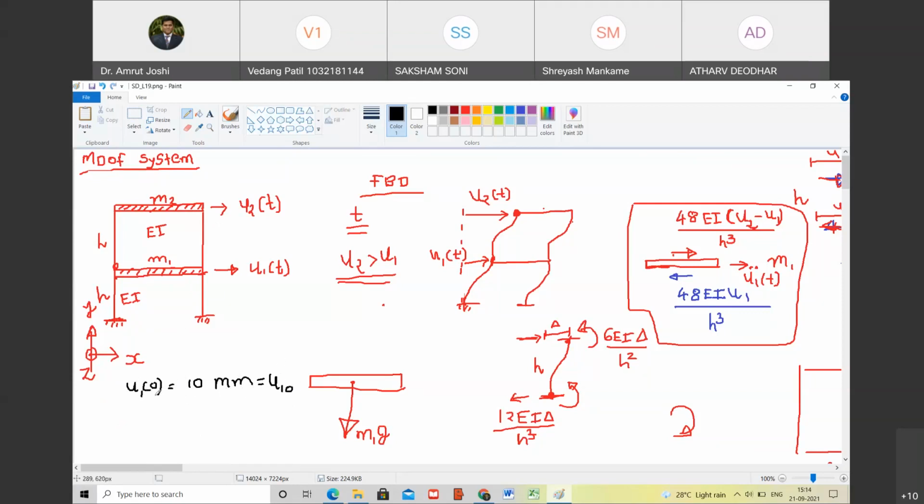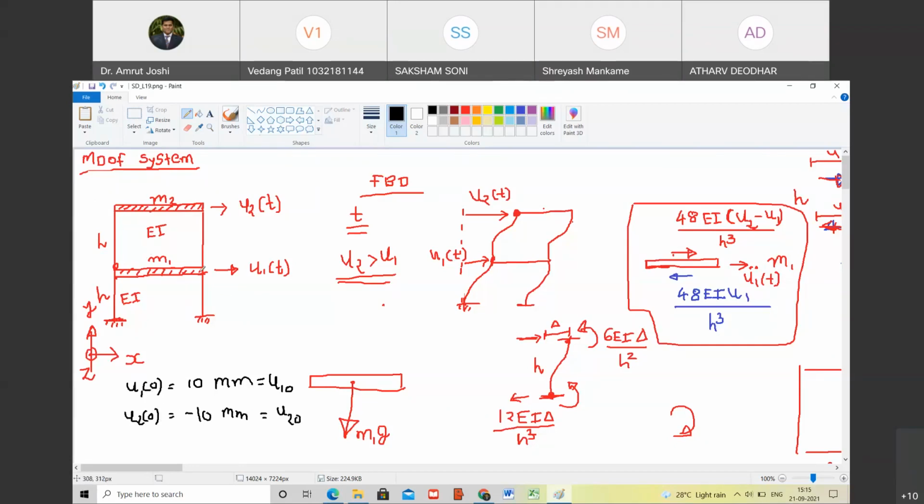What is u10? Initial disturbance given at first floor level. Yes, first I pulled it by 10 mm towards the right. Are you with me? Yes, sir. And let me also state u20. What is u20 at time t equal to 0? What is the displacement given at roof level? Let us say it is minus 10 mm. Are you with me? Yes, sir. This I am going to call u20.